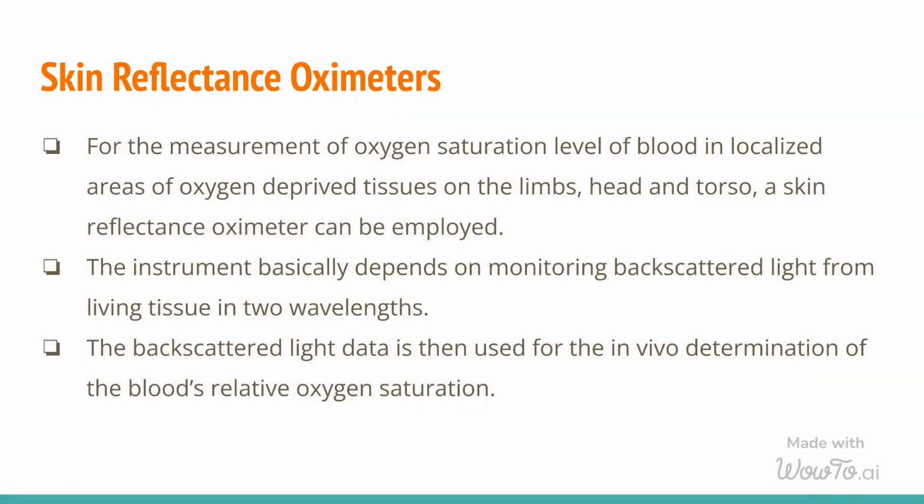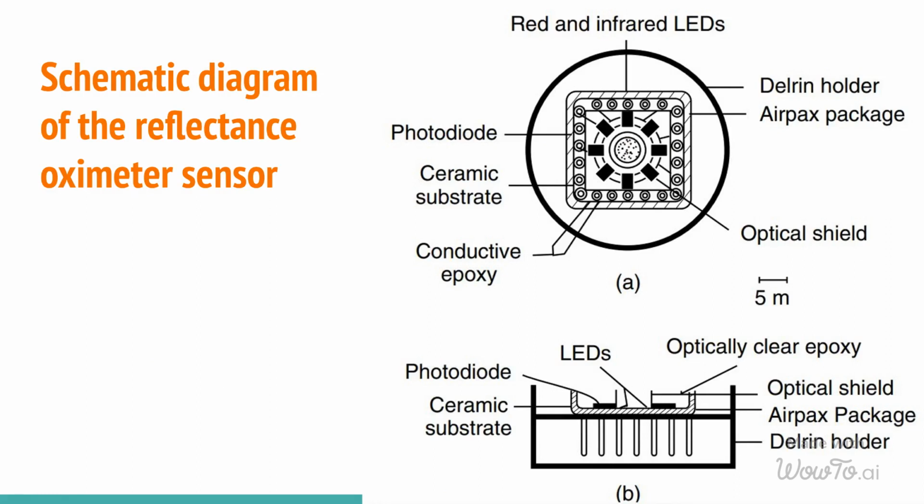For the measurement of oxygen saturation level of blood in localized areas of oxygen-deprived tissues on the limbs, head and torso, a skin reflectance oximeter can be employed. The instrument basically depends on monitoring backscattered light from living tissue in two wavelengths. The backscattered light data is then used for the in vivo determination of the blood's relative oxygen saturation. Schematic diagram of the reflectance oximeter sensor.